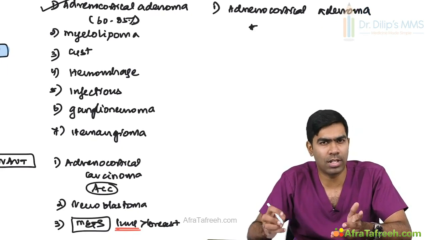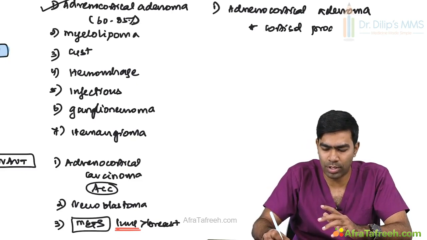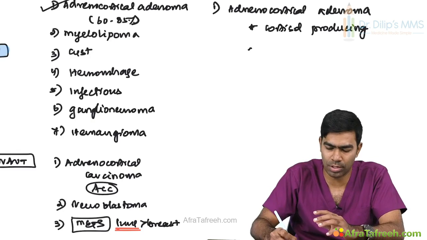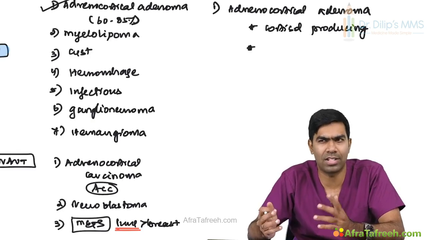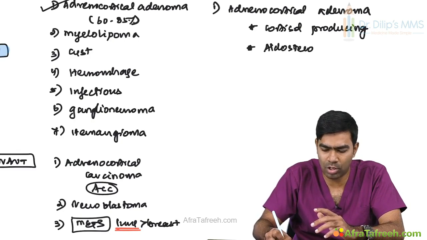So what is the hormone that they are commonly going to produce? Usually there will be a cortisol producing adenoma only. That will be the commonest. 10% of the tumors out of 15% will be cortisol producing, even though they don't have any clinical features, a subclinical one. Or they could be aldosterone producing, which are relatively uncommon.